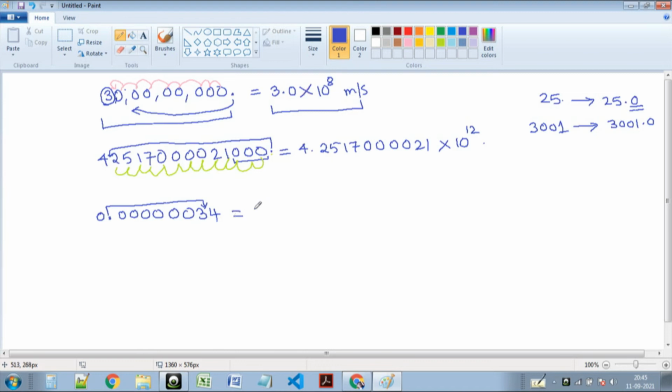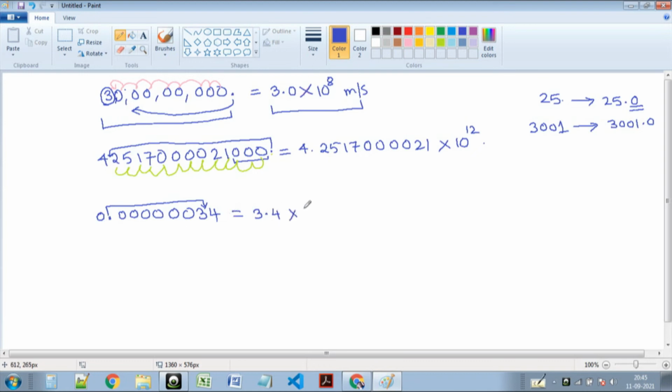So this can be written as, we will neglect all these zeros. We will write the first non-zero number, and after that the decimal will come. And after that, whatever numbers are there, we will write. Only 4 is there after the decimal, so we will write 3.4.